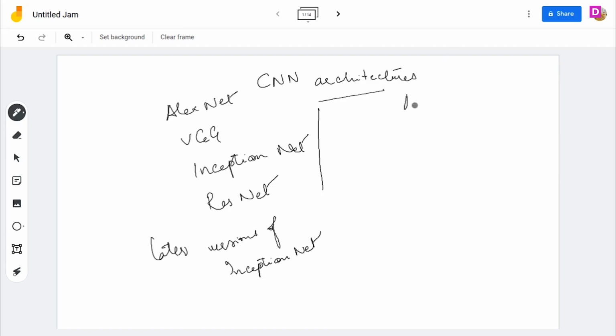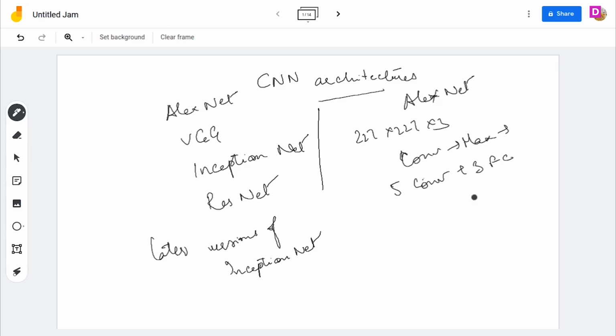So, let's start with AlexNet. It starts with an image of 227 cross 227, cross 3 because it is an RGB image, and then it has convolution layers followed by max pooling, and this goes on until finally you have 3 convolutions one after the other. It has 5 convolution layers plus 3 fully connected layers. The final fully connected layer has 1000 neurons with softmax activation. The other thing about AlexNet is it uses big filters like 11 cross 11 and 5 cross 5.